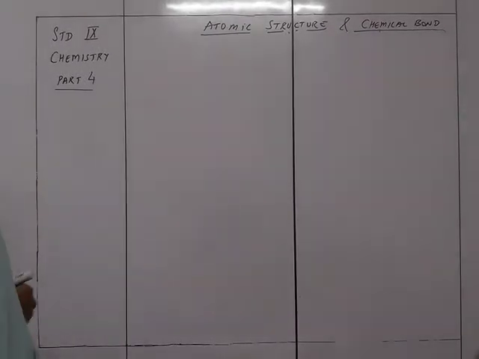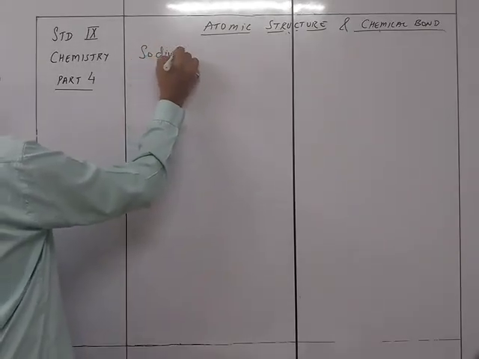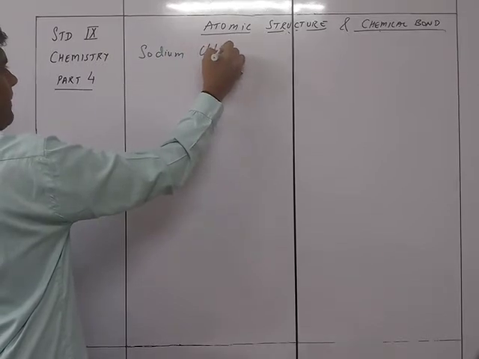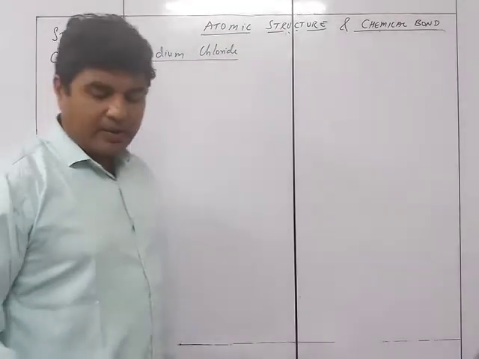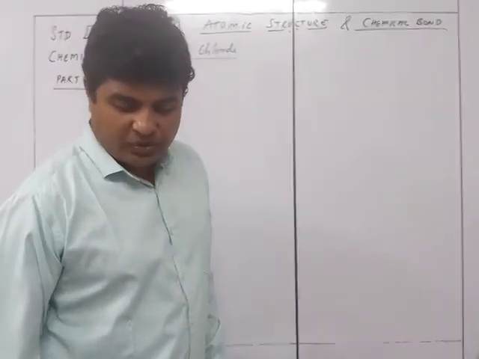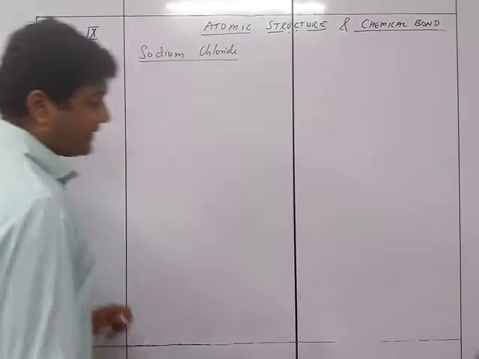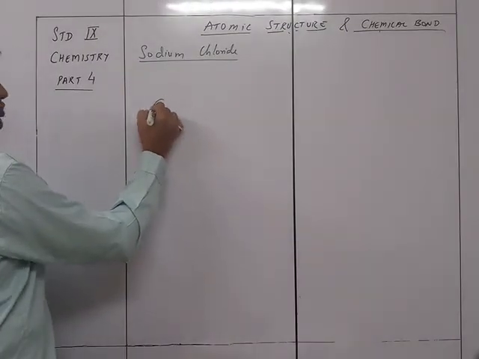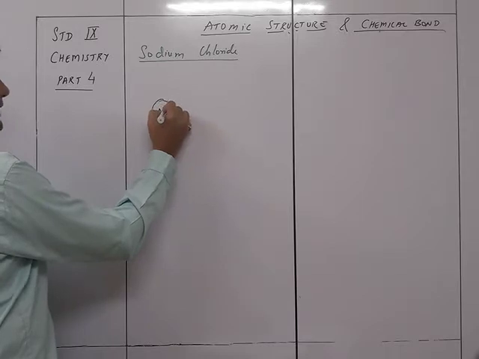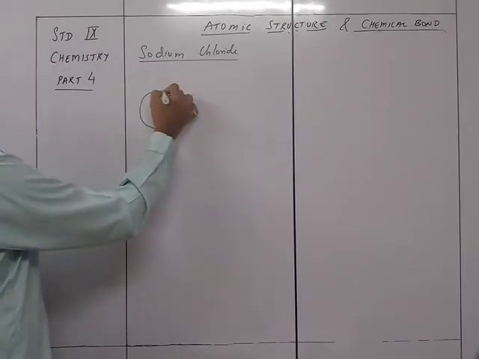So to start with, the first one is sodium chloride. For the formation of sodium chloride, first we'll draw the structural diagram. In the structural diagram, we are going to first draw the sodium. For sodium, we just write Na, and we draw the outermost orbit over here like this.